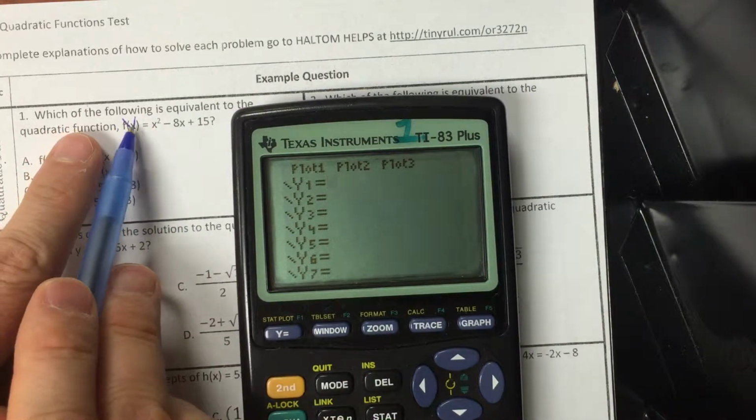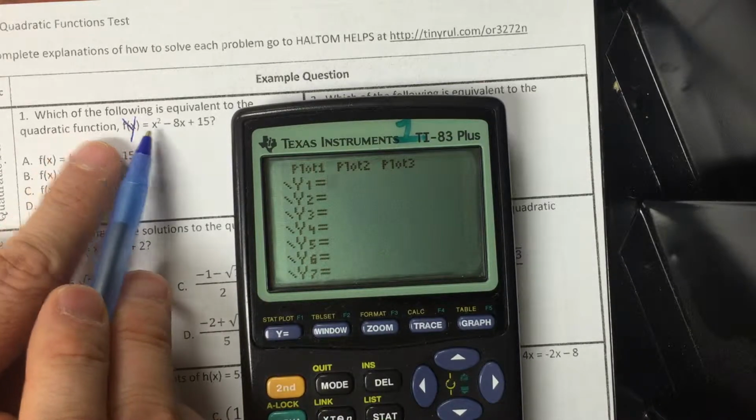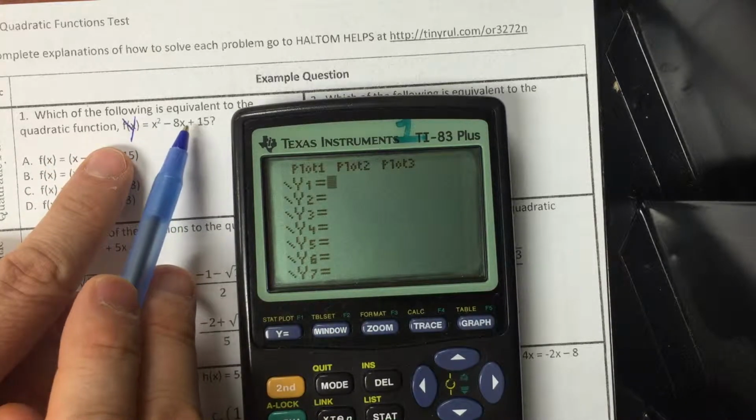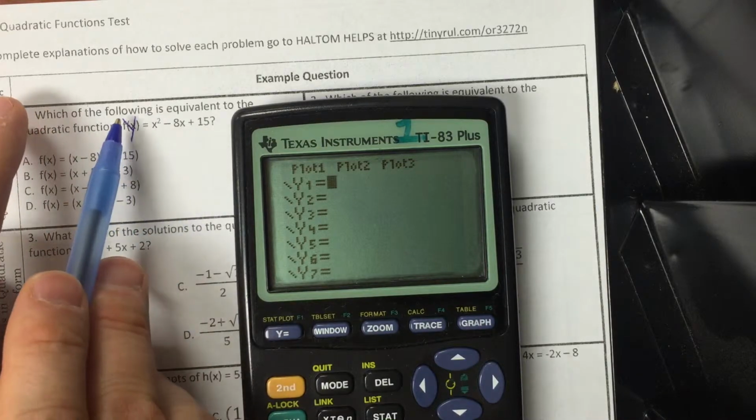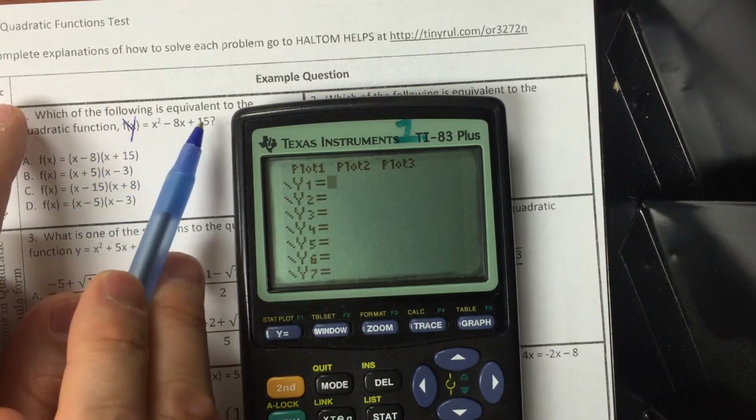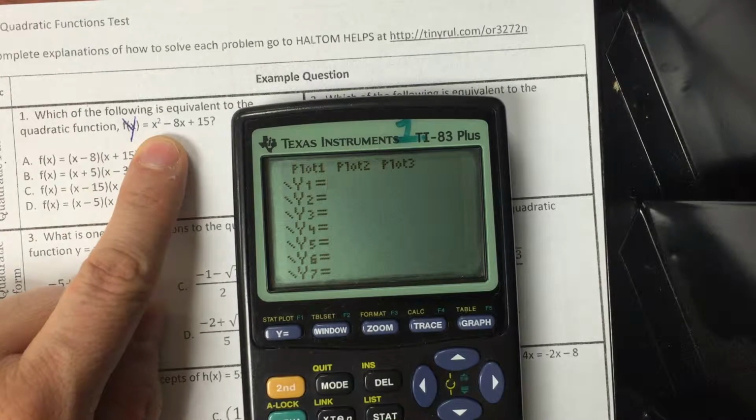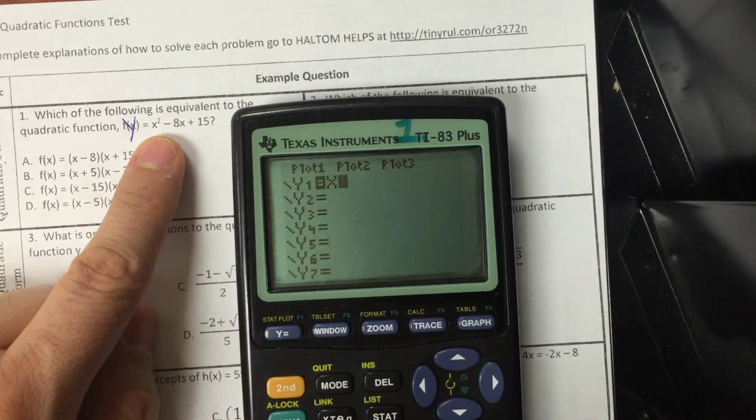All we have over here is y, and sometimes you might see 0 in place of the y. Everything else is on the same side. If it's not, you need to move everything over to the same side. But that's already done for us. So now we do x squared minus 8x plus 15.